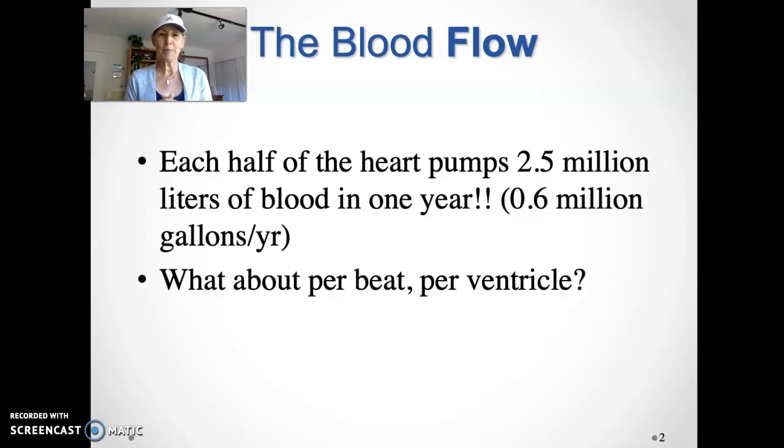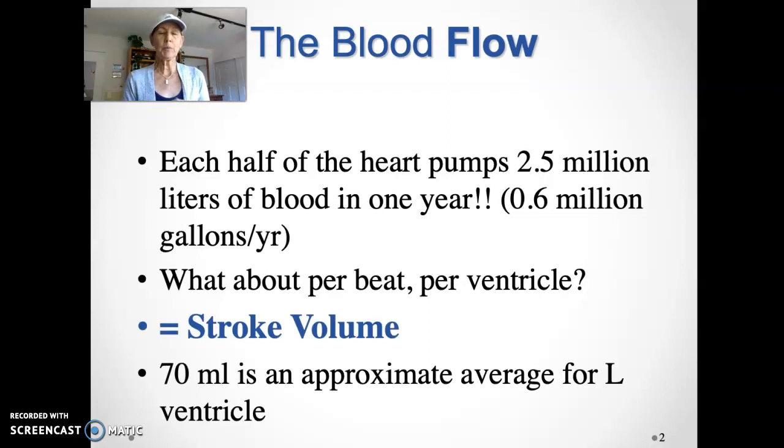You'd like to know more about what about per beat and per ventricle, right? How much is every side of the heart pumping when there's one particular pump? Well, that value of pumping one side when that squeeze happens is called stroke volume. Okay, the volume per one stroke. And we're not adding both sides, but we're adding each individual side. So how much is that? It's about 70 milliliters, and that's the approximate for the left ventricle.